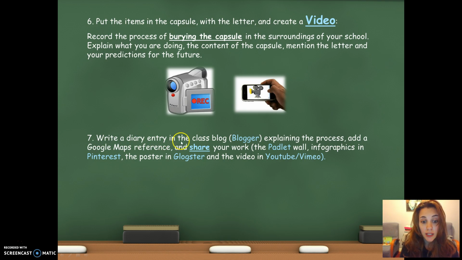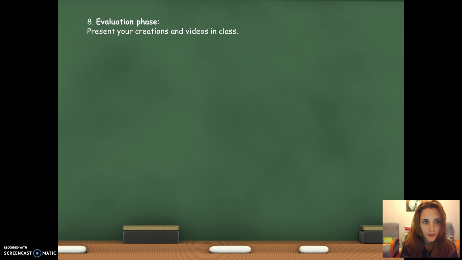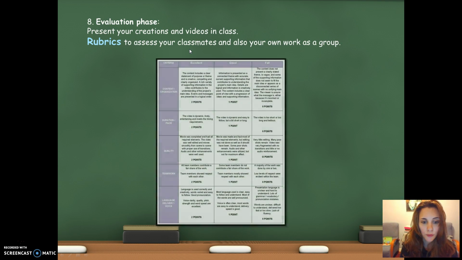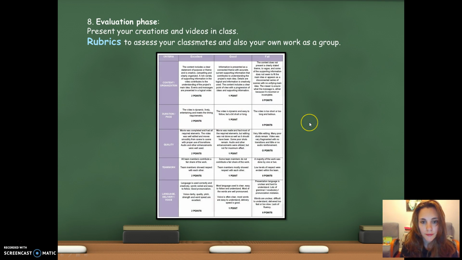7. Write a diary entry in the class blog explaining the process. And please add a geographical reference so that people in the future know where to find the capsule. Finally, share your work. You will have to present your creations and videos in class. I will give you a rubric to assess your classmates and also your own work as a group. This is the rubric.